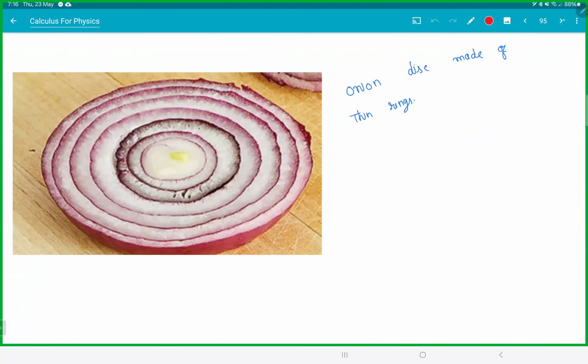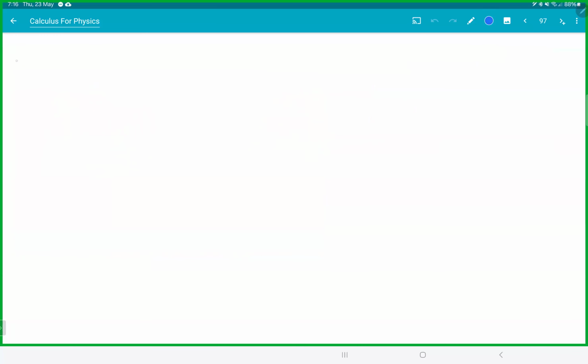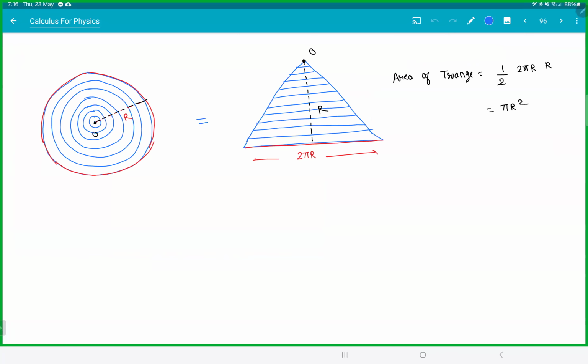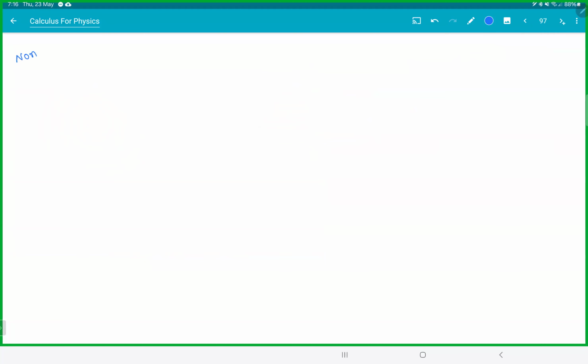Now, let's take a non-uniform disk. So let me show you one problem. Show the previous page for a second. Thank you, sir. Now listen carefully. Non-uniform disk.